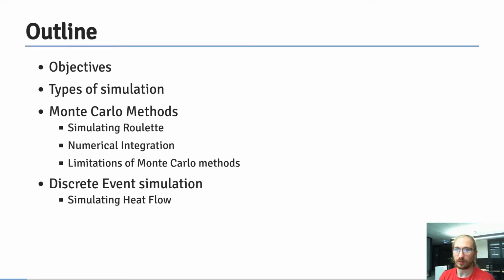So I'll give you the rough outline. We're going to talk about the objective of simulation, what different types there are, and then we're going to basically focus on two different kinds of simulation. Monte Carlo methods: we're going to talk about how we can use it to simulate games of roulette, as in a casino, and how to use it to numerically integrate functions. And then we're also going to talk about discrete event simulation and using it to simulate the flow of heat throughout a block of material.